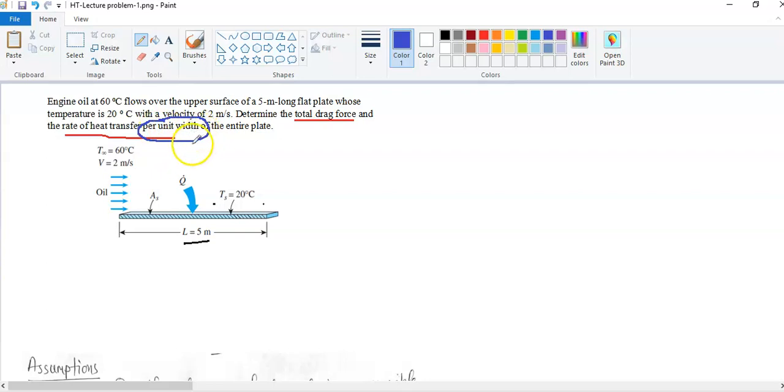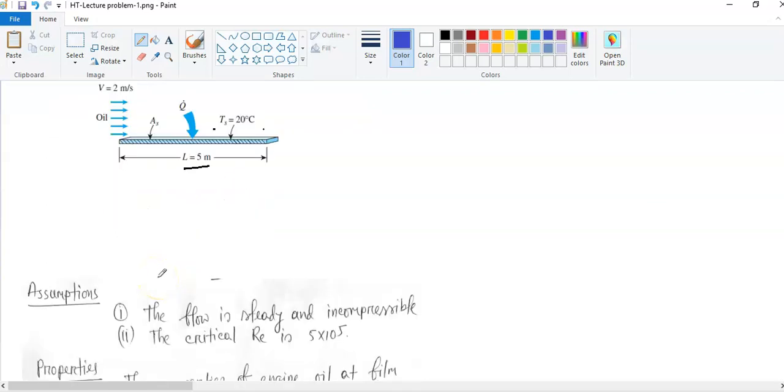So the engine oil is flowing this way over the upper surface of the flat plate. It is 5 meter long. As we said earlier, when we solved other problems, if you think about the past weeks, we always write down some assumptions and then we calculate properties. We extract properties from the table and then we start analysis. So we'll do the same thing here. So let's say the assumptions.